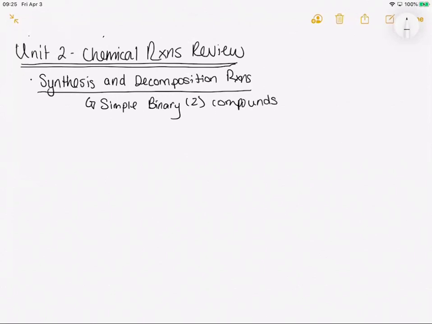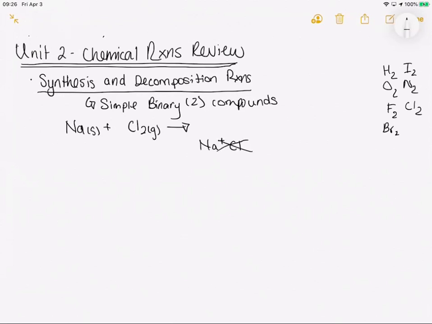So for an example of this one, we are going to have sodium solid combining with chlorine gas. So remember, all of these ones, they come as diatomic. All right. So when I'm balancing out sodium and chloride, I'm going to crisscross and see that it's just going to be NaCl aqueous. And to balance it out, I need 2 and I need 2. So that is just a simple synthesis reaction.